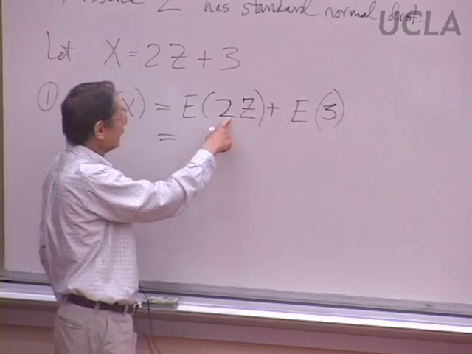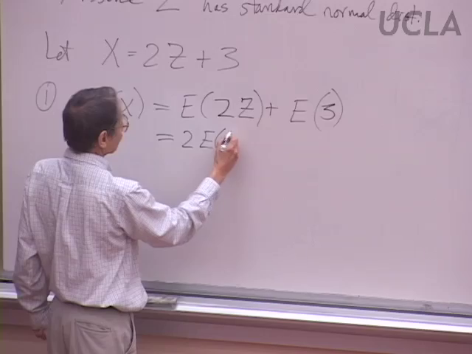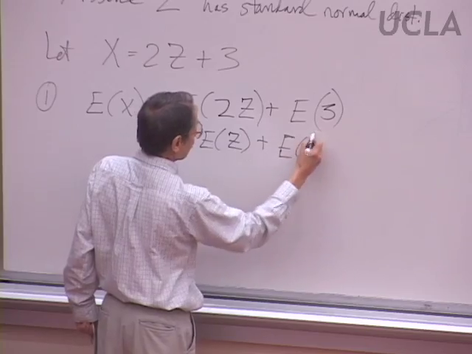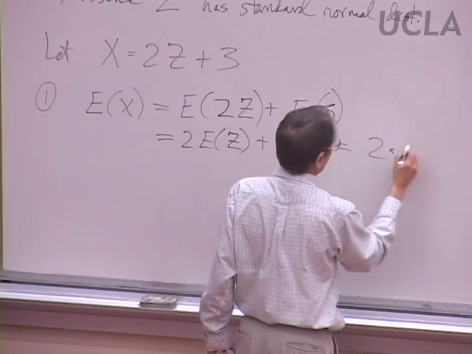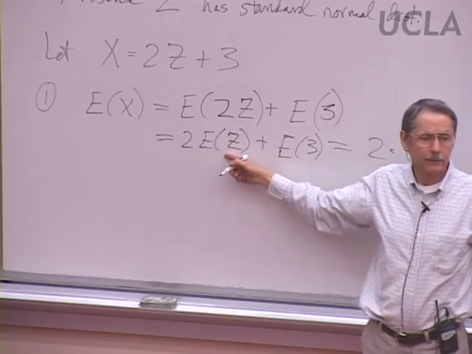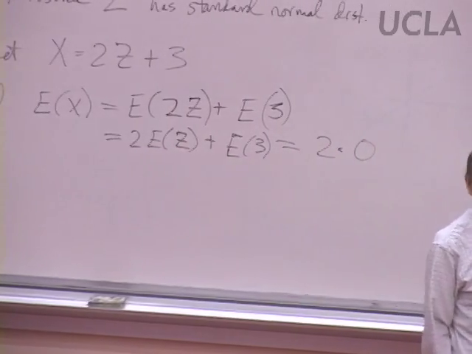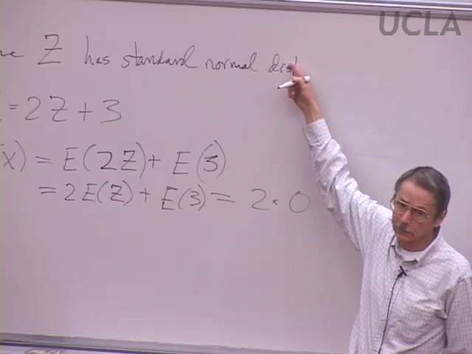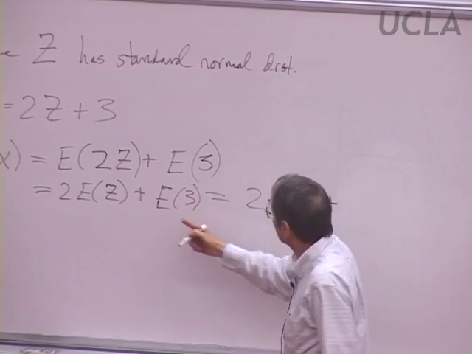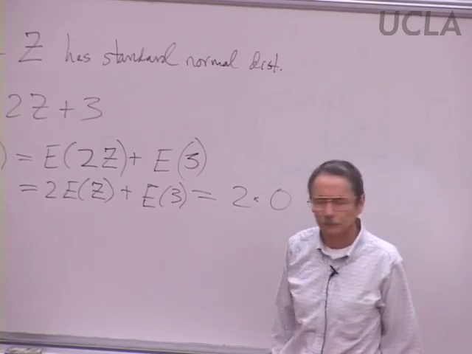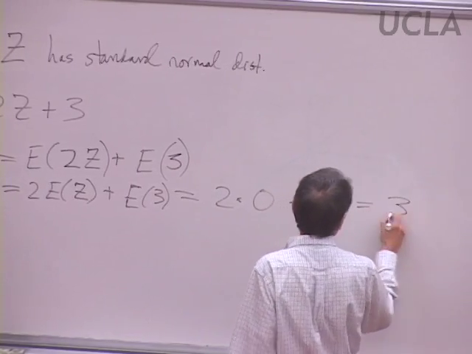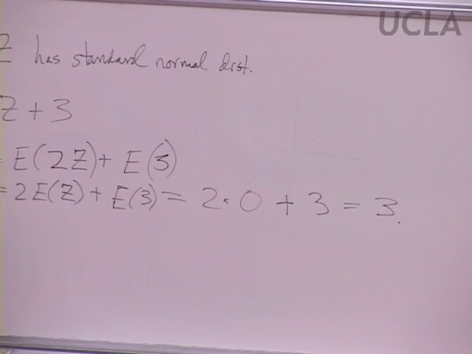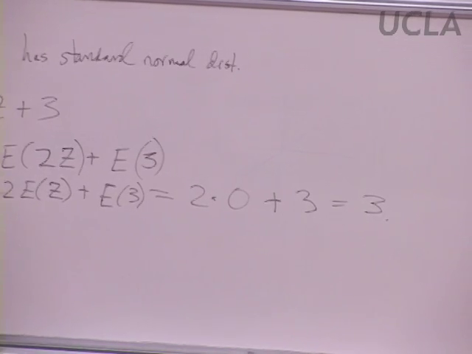When we double a random variable, that doubles its expected value. Well, big deal. Its expected value is 0. So doubling it doesn't do that much. So we have twice the expected value of z. That's still 0, because z has the standard normal distribution. Its mean is 0. Plus the expected value of a constant. Yeah, so x has expected value 3.